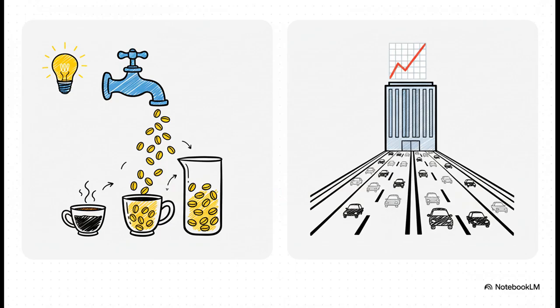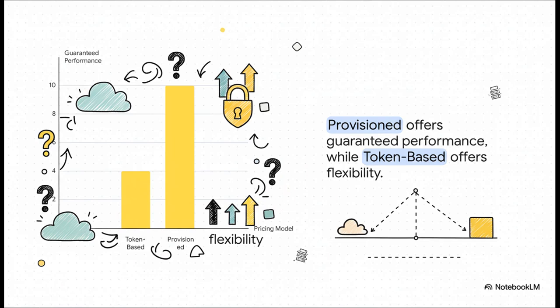On the other side, you've got provisioned throughput. That's where you reserve capacity for a fixed price. This is what you want for a big application where you need guaranteed, rock-solid performance. And this chart just visualizes that choice perfectly. Token-based gives you amazing flexibility, but your costs might go up and down. Provisioned throughput gives you that predictable cost and guaranteed performance. The right choice really just depends on what your application needs.